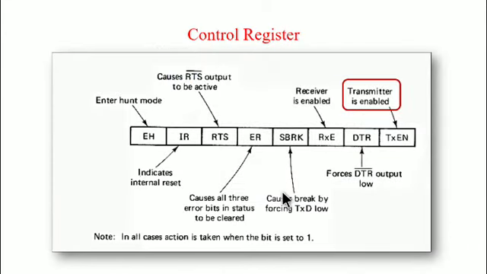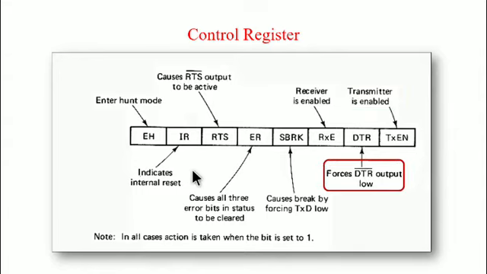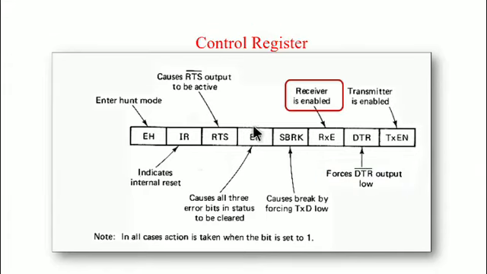Next one is the control register. So here we have again D0 to D7, and each cell has one control bit. Let us discuss one by one. First, D0 is DTR, the data terminal ready. Next one is receiver enable. If it is 1, it is enabled; 0 means disabled.